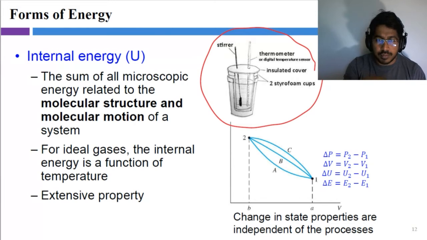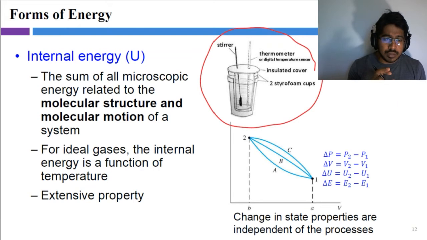We might not be able to see it, the coffee surface would look calm and quiet, but inside there's a lot happening. These molecules are going everywhere, colliding with each other, and there are chemical bonds attracting each other. So how do we represent that? We cannot use potential energy and kinetic energy to represent that aspect. To represent this microscopic energy related to the molecular structure and molecular motion of a system, we use internal energy, right?